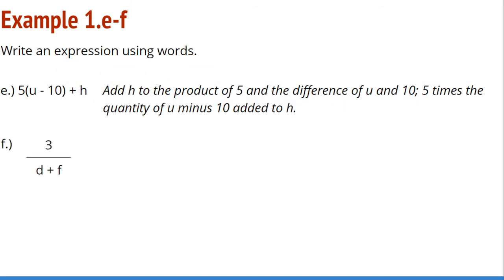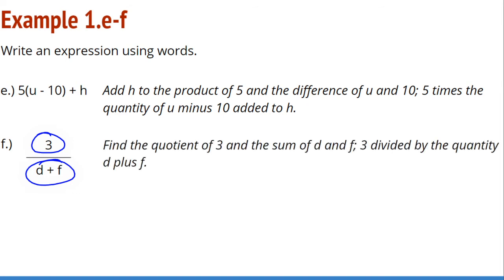Let's take a look at F. Ooh, I love these. So here I have what looks to be a fraction, and fractions are divisions, so I have a dividend and I have a divisor. And I could write here, find the quotient of 3, so there is dividend, and there's my divisor. The quotient of 3 and the sum of d and f.